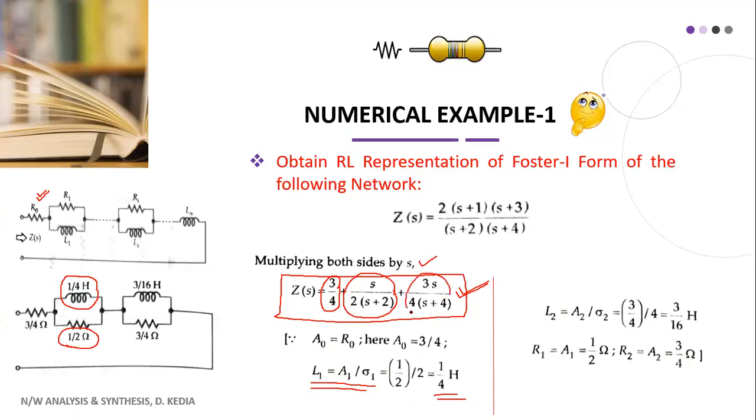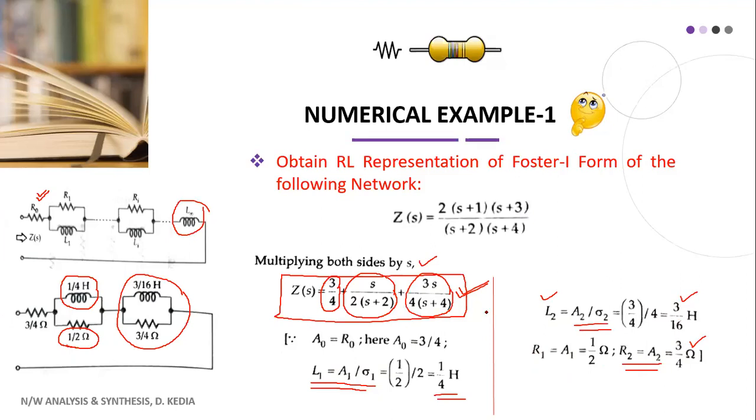Similarly, from this, you get these two values. That is, your L2 is nothing but A2 by sigma 2, you get 3 by 16. Then R2 is nothing but A2, which gives us 3 by 4. Now, how about this one? Where is this L infinity?